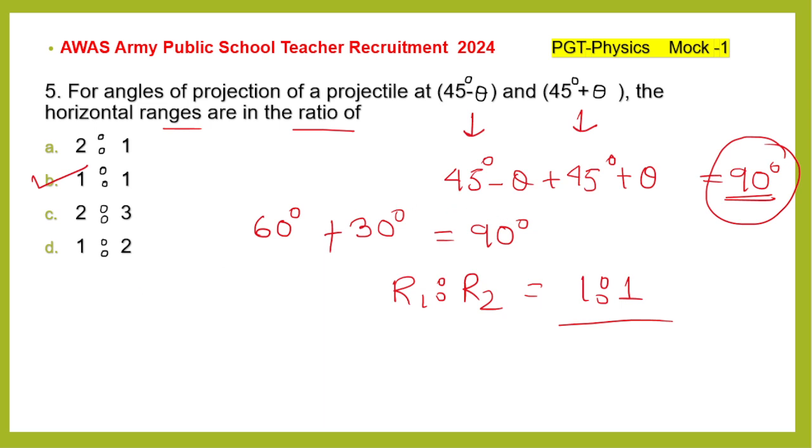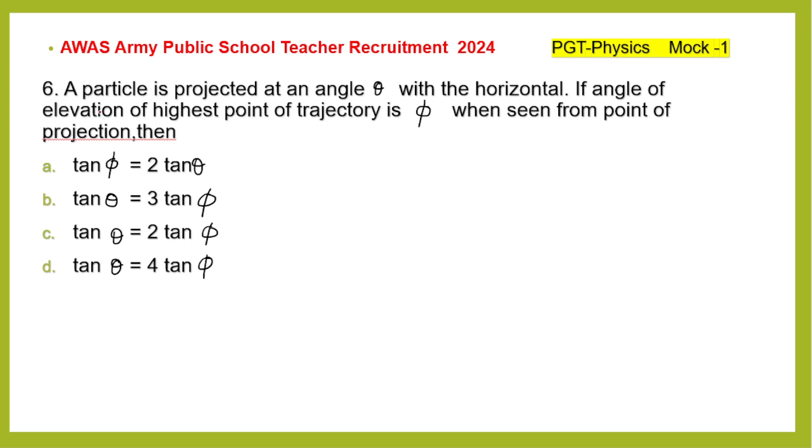Okay, so moving to the sixth question. A particle is projected at an angle theta with the horizontal. If the angle of elevation of the highest point of the trajectory is phi when seen from the point of projection, then they are asking me to find out the relation between phi and theta. So at first we are going to draw the required diagram.